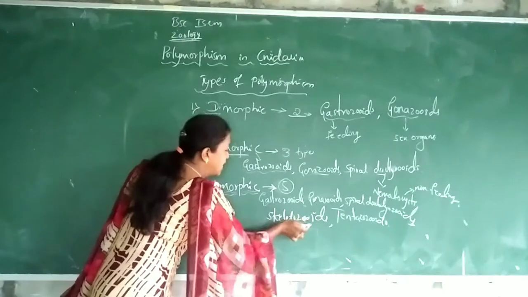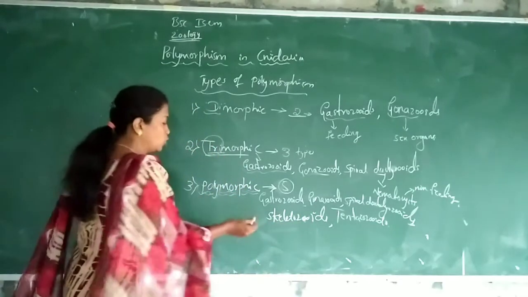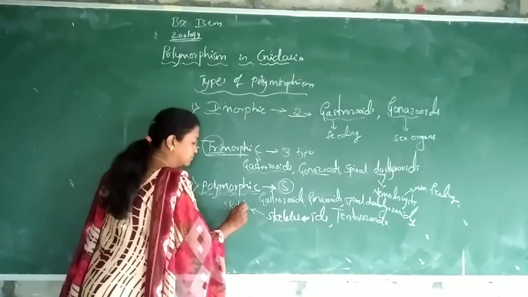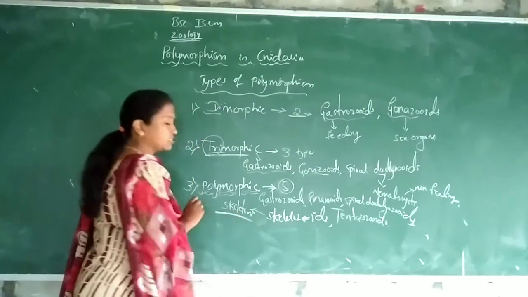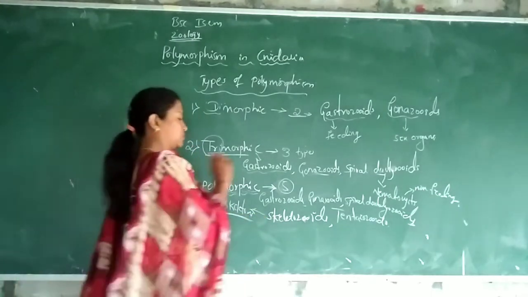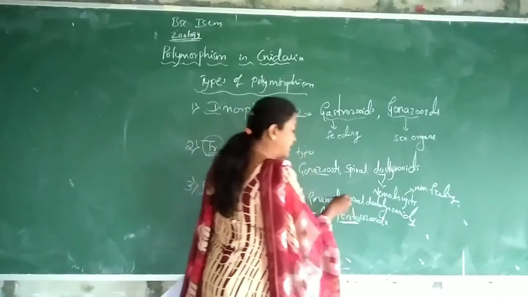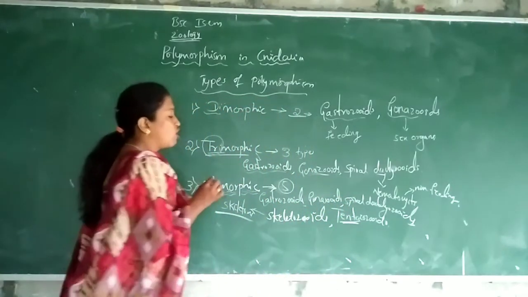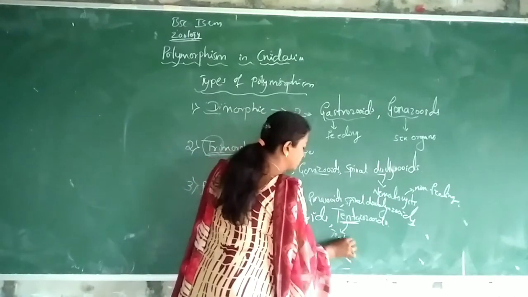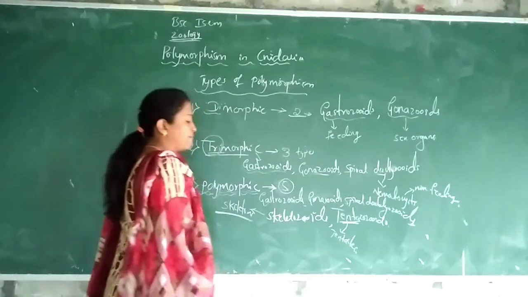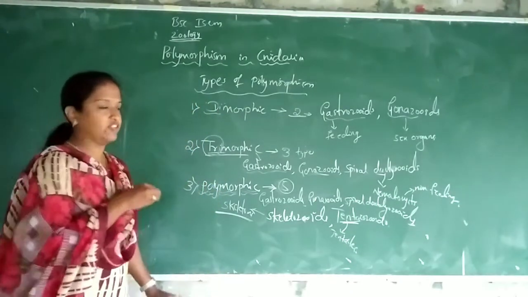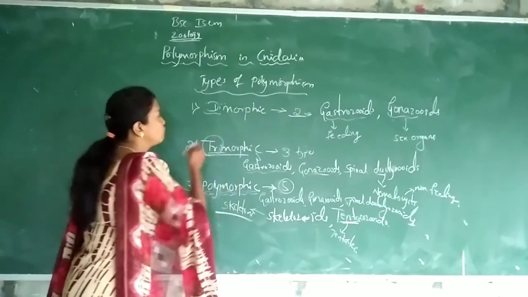One is skeletozoids, which are helpful for the formation of the skeleton. Skeleton means bones. The bones are formed with the help of skeletozoids. And another one is tentaculozoids. These are helpful for the formation of more tentacles on the body of the polymorphic. So these are the different types of polymorphic.